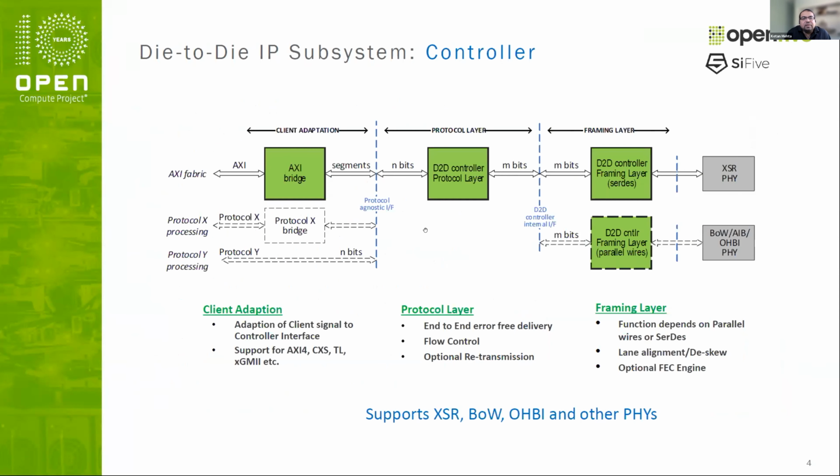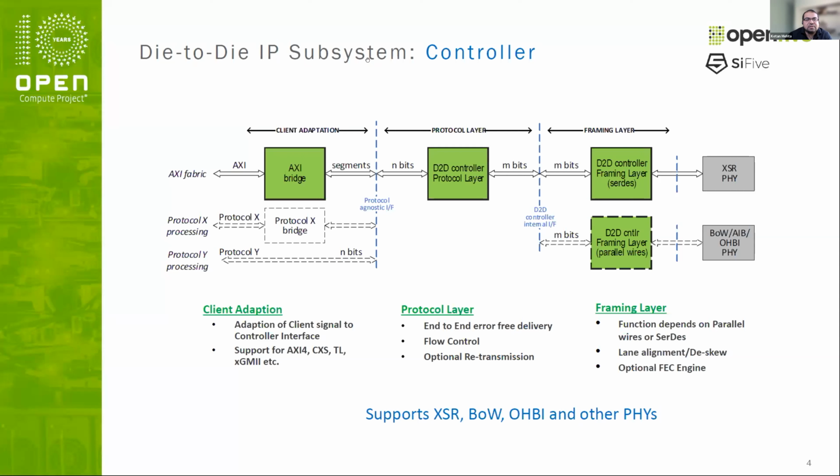Next slide, please. This is the link controller that goes on top of the PHY. Essentially, we support all different types of PHY, and we have an adaptation logic here as a framing layer that you can see connected to the PHY layer. This framing layer adapts to whatever type of PHY it is, be it an XSR PHY or BOW or OHPI PHY. And then we have our legacy Interlaken functions morphed into a die-to-die controller, which has support for end-to-end error-free delivery, flow control, and retransmission as well. So that's a full-fledged controller that supports various functions. People can modify that to suit their needs for latency and gate count.